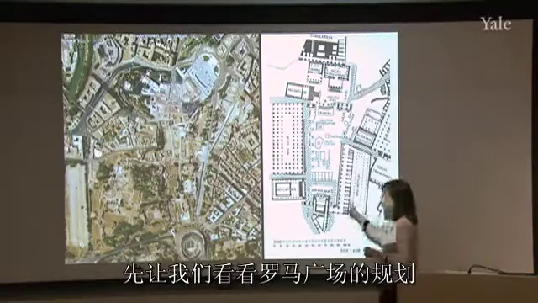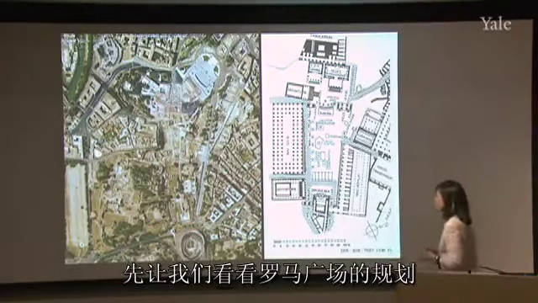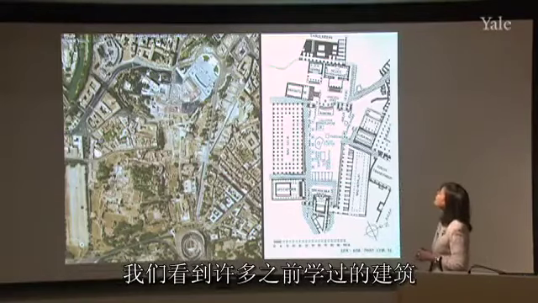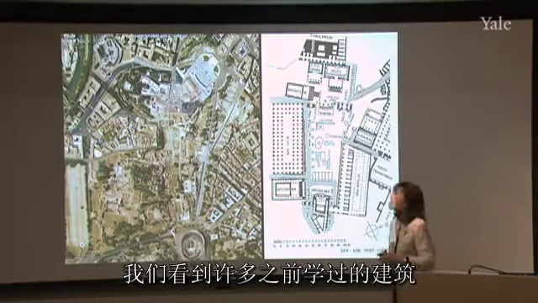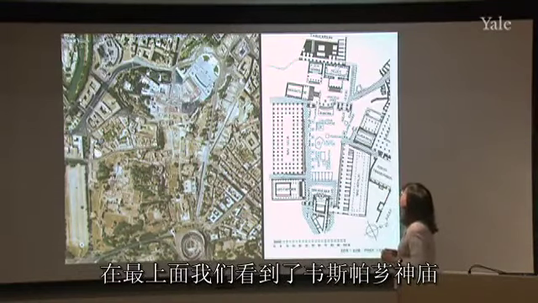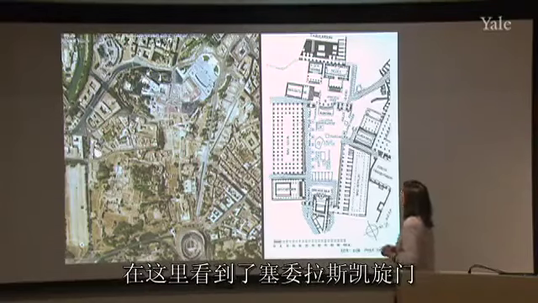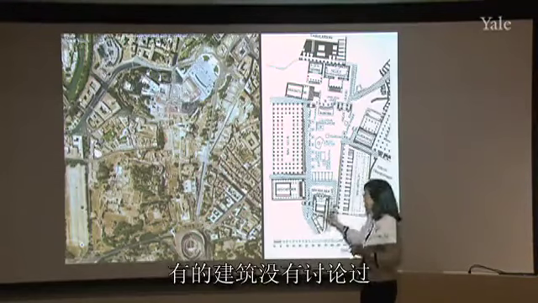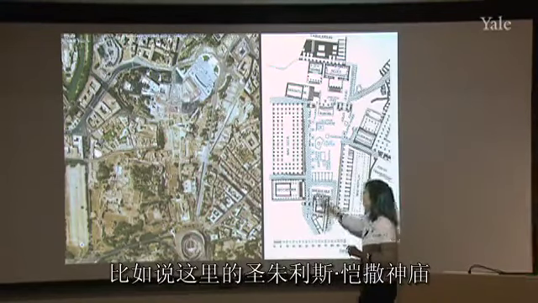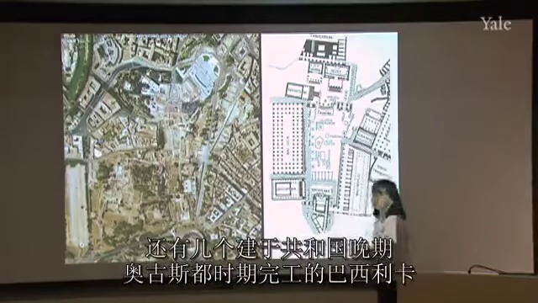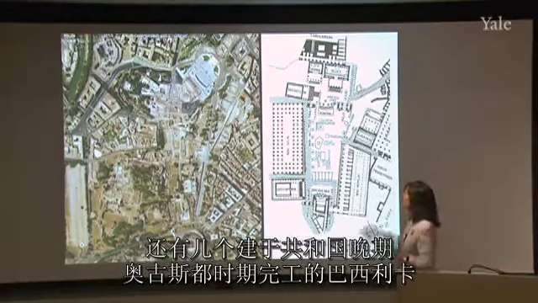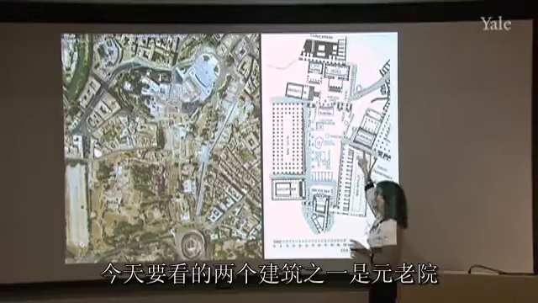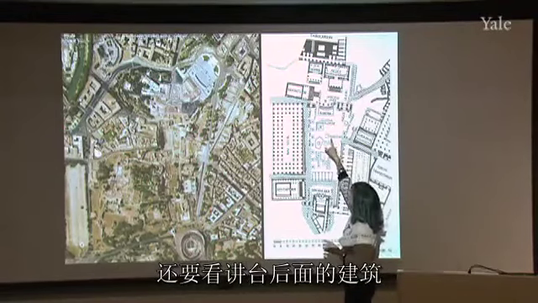Let me show you via this map first, this plan of the Roman Forum as it would have looked between the third century and the seventh century A.D. We see a number of buildings that we have looked at together before. We can see in the uppermost part the Tabularium, the Temple of Vespasian. We see the Arch of Septimius Severus up here. We see some buildings we did not talk about, for example, the Temple of the Divine Julius Caesar and a couple of basilicas that were put up here in the late Republic and finished in the Augustan period. The two buildings that we're going to look at today are the Senate House, or the Curia Julia, but also the Rostra, or what's behind the Rostra.